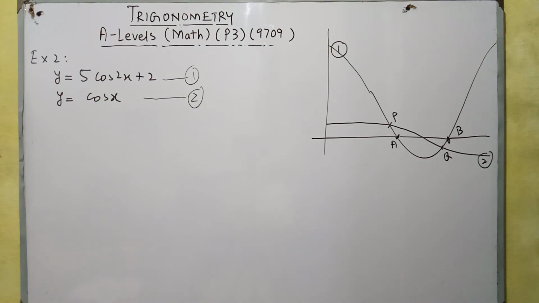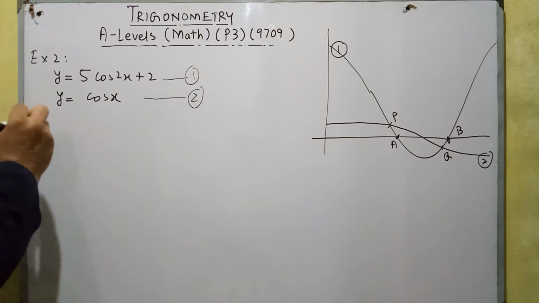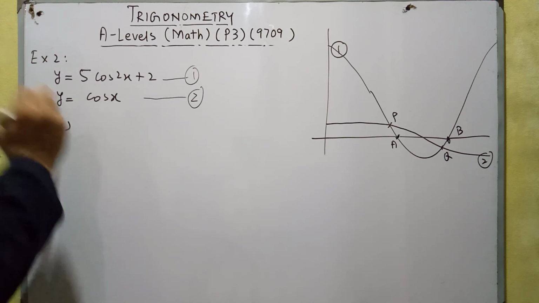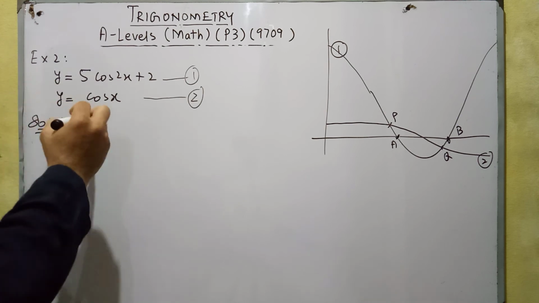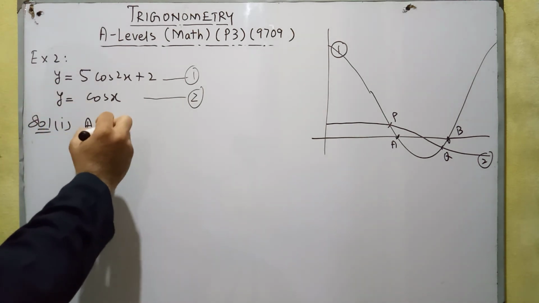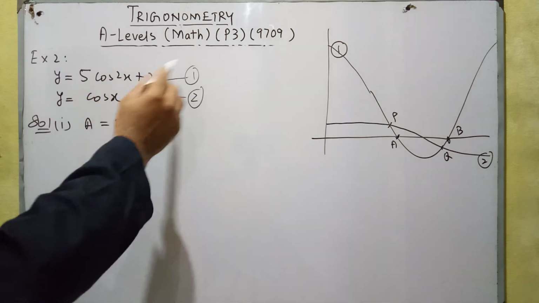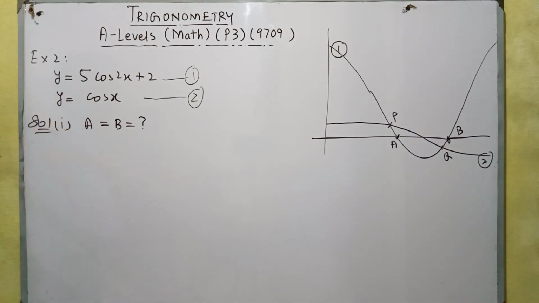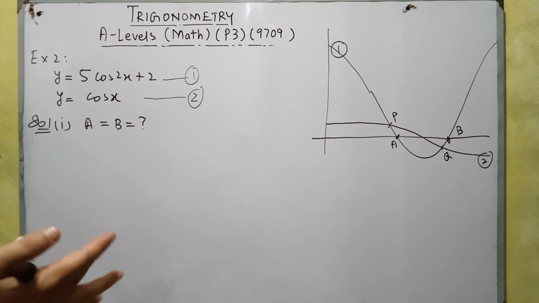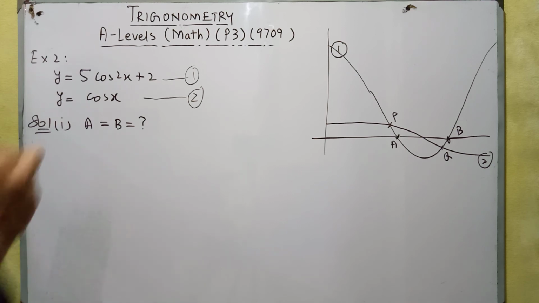So first of all we need to find point A and point B. This is the first part of our solution. We need to find the coordinates of point A and point B in the first part. We can see that the graph of equation 1 is intersecting at point A and point B at the x-axis, and if we need to find the x-intercept, we will put y is equal to 0.